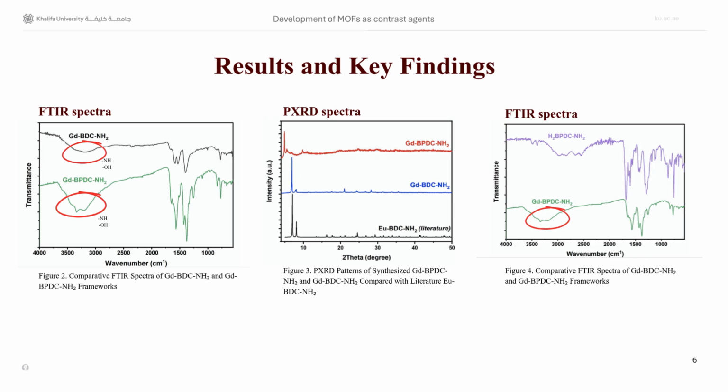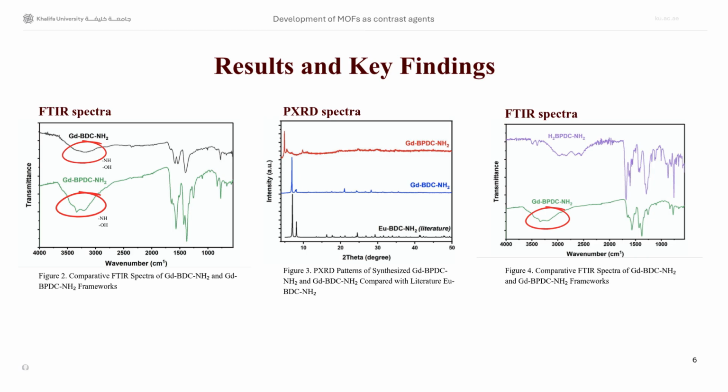For the FTIR spectra in Figure 4, this comparison confirms that the BPDC-NH2 linker is present in the synthesized MOF. The N-H stretching vibrations from the amino group are still observed in the gadolinium BPDC-NH2 spectrum, showing that the NH2-functionalized linker was incorporated into the framework.